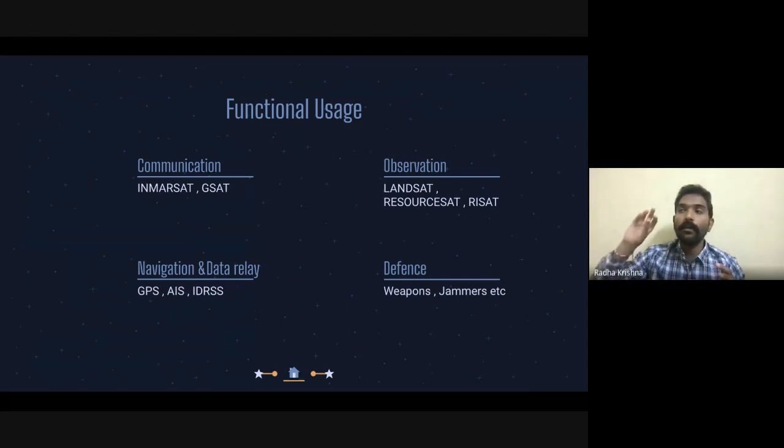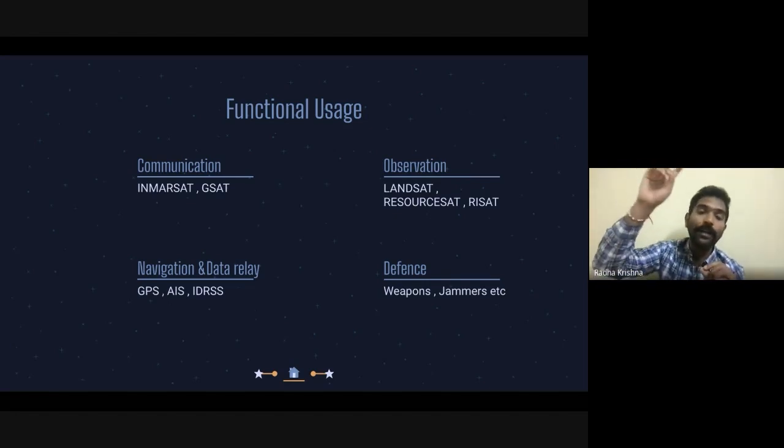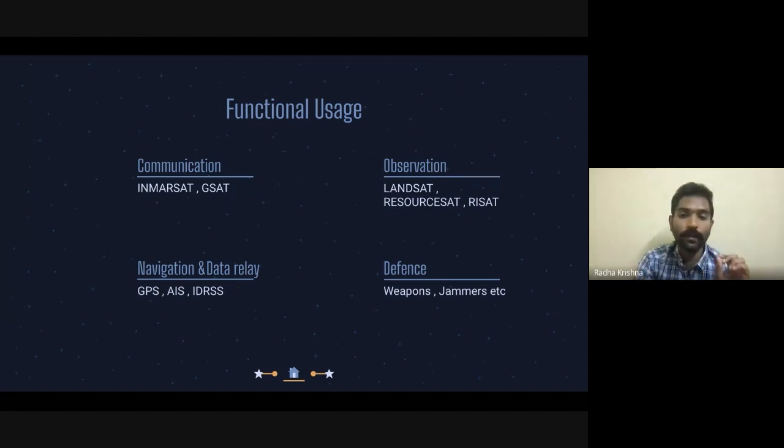So what happens is that the human space capsule is going to send the data to a satellite, and when the satellite comes to the ground station, it's going to dump the data again. So that's how these data relay satellites are used.